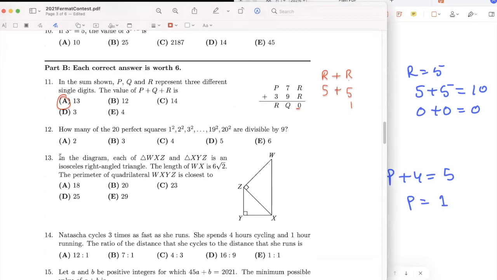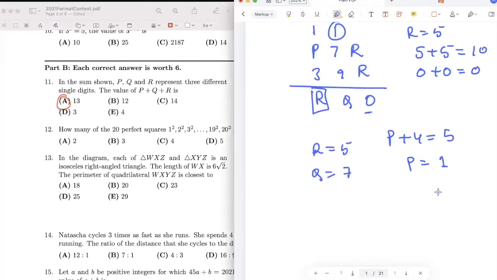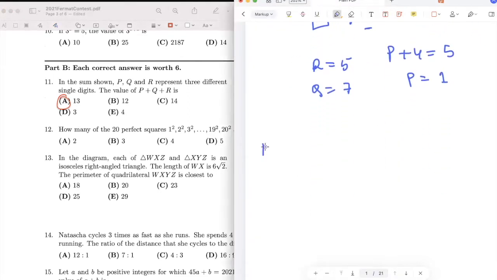Okay, how many of the 20 perfect squares, 1 squared, 2 squared, up to 20 squared, are divisible by 9? So we have 1 squared, 2 squared, 3 squared, 4 squared, up to 20 squared. To be divisible by 9, you can see that the first one would be 3 squared, which itself is 9. Then you have 6 squared, which is 36.